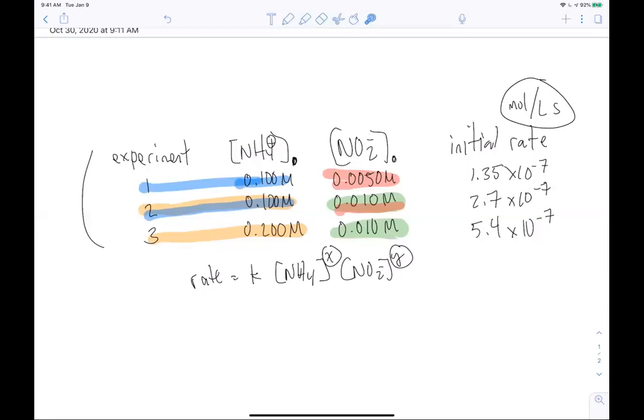Okay, so what we're trying to do here is figure out what X and Y are. And the way that we do that is we look at how our rate over here changes as we change one of these concentrations. So I hold ammonium constant and I halve the concentration of nitrite. And so what happens to my rate between two and one? Because we're controlling all the variables and only changing the concentration of this, the rate must be dependent on that. So in going from here to here, my rate is halved when I halve the concentration.